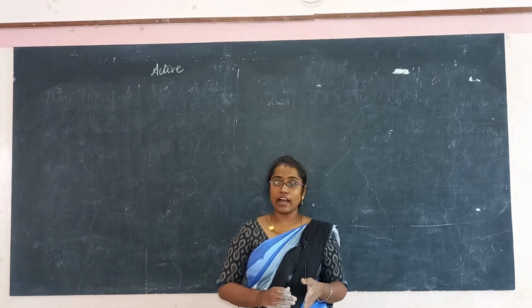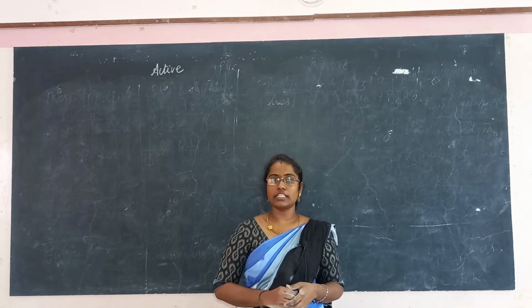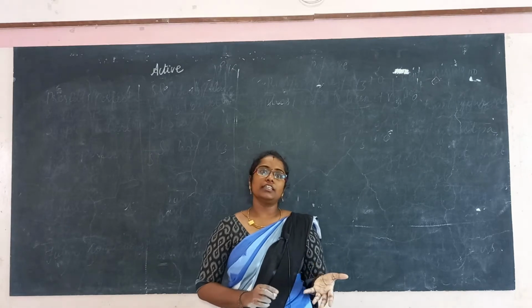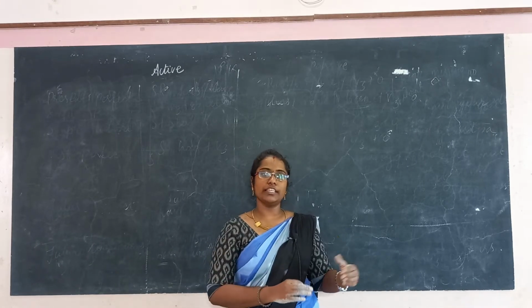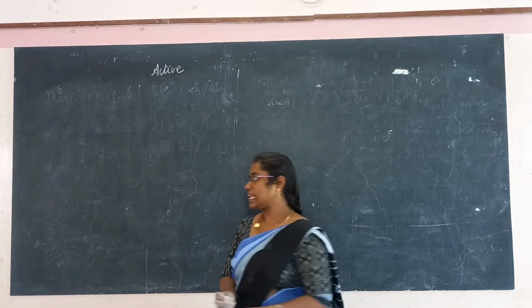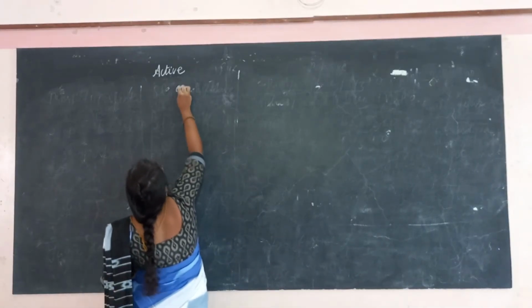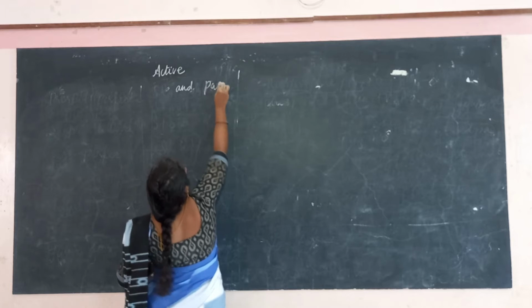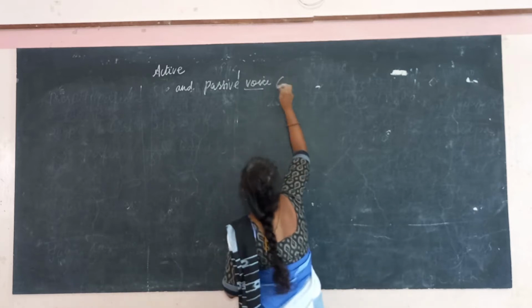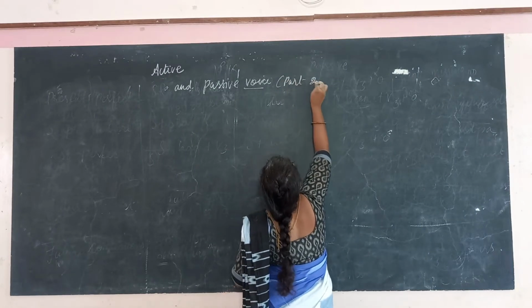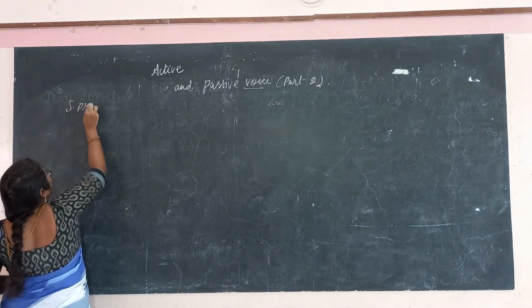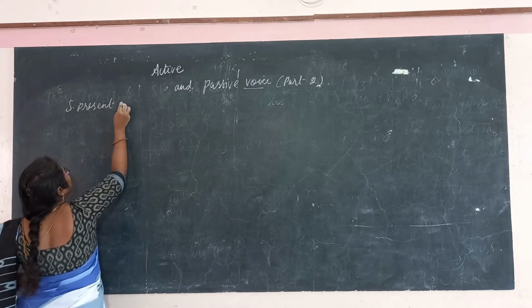In the previous class I taught you the grammar chapter, especially active voice and passive voice, the basic rules and the formulas for how active is changed into passive. Now I am going to work out some example sentences. Look at that. The first one, this is the active and passive voice, and this is the part 2 video. Look at that first one, for the simple present tense.